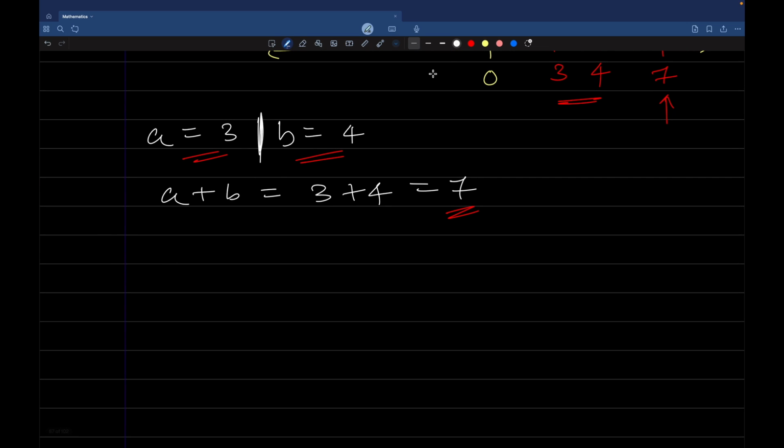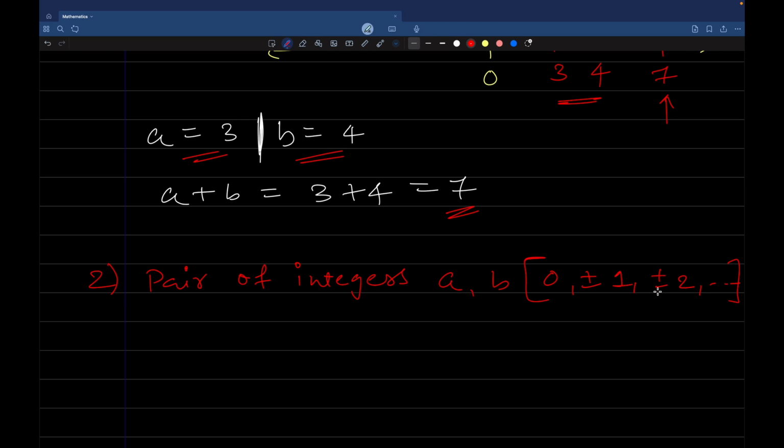We have question number 2, which says that you have to find a pair of integers, that is a comma b. We have to take from 0, plus or minus 1, plus or minus 2 and so on, and we have to find the difference a minus b.